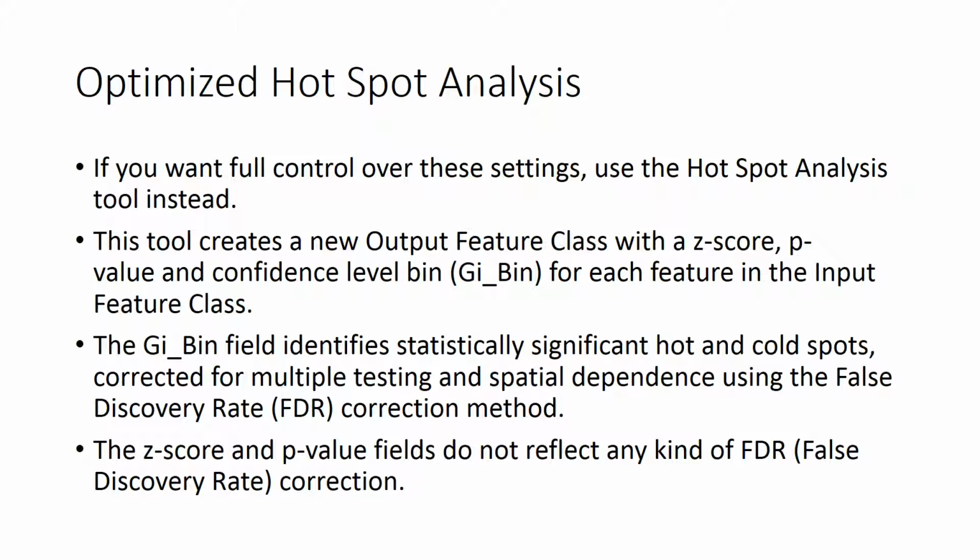Now, the z-scores and p-values that you see with something like this, they don't reflect any of the FDR correction. They're raw values. And again, your z-score just simply shows you whether you're above or below your mean and by how much. And then based on how far above or below the mean, it assigns an associated p-value, in other words, a probability that that occurrence was random.